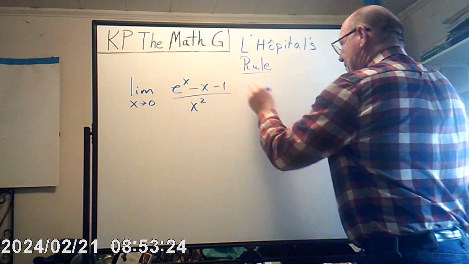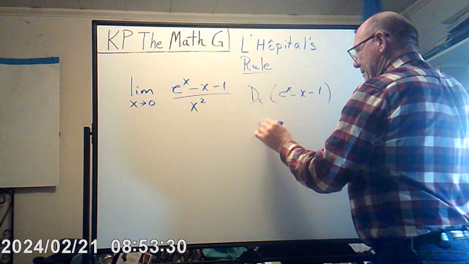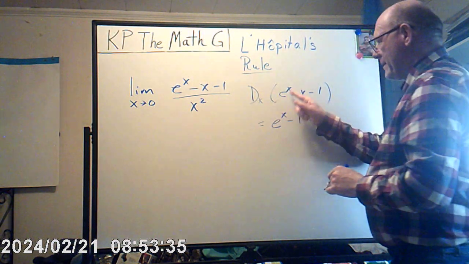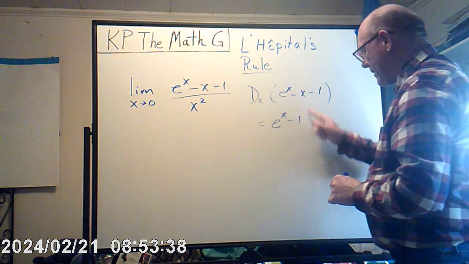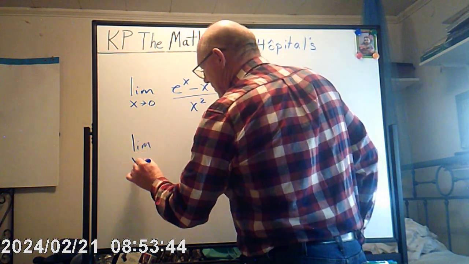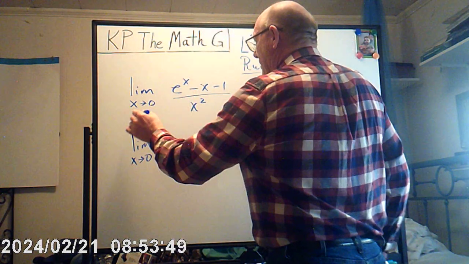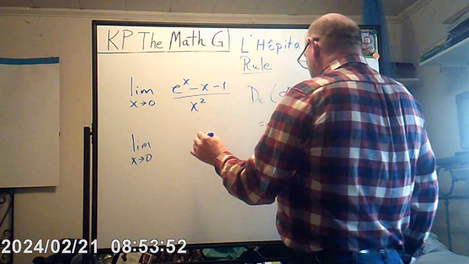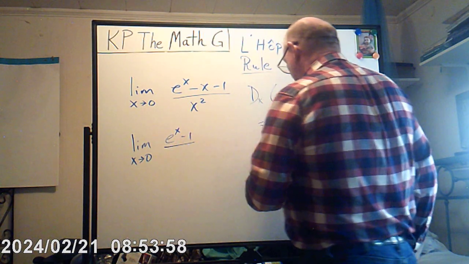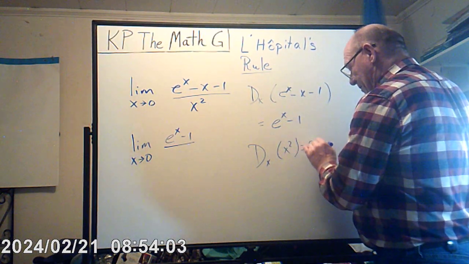Alright, so the derivative of e to the x minus 1, you know that's e to the x, right? Because the derivative of e to the x is e to the x, and the derivative of x is 1. So now if we take the derivative of this, we're saying that this is e to the x minus 1 over, now the derivative of x squared is simply 2x.